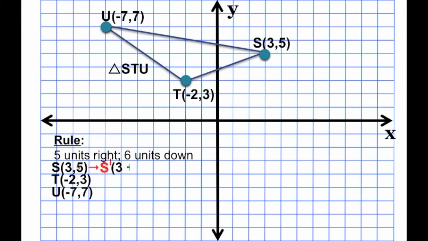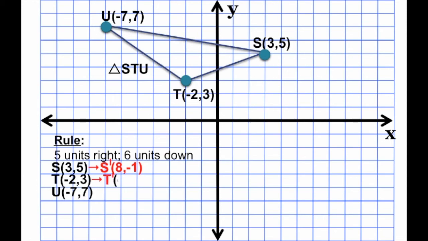So S becomes S prime at 3 plus 5, 5 minus 6. Again, it's 3 plus 5 because we're going 5 to the right. And we're subtracting 6 here because we're going 6 units down. And our result is S prime at 8, negative 1.